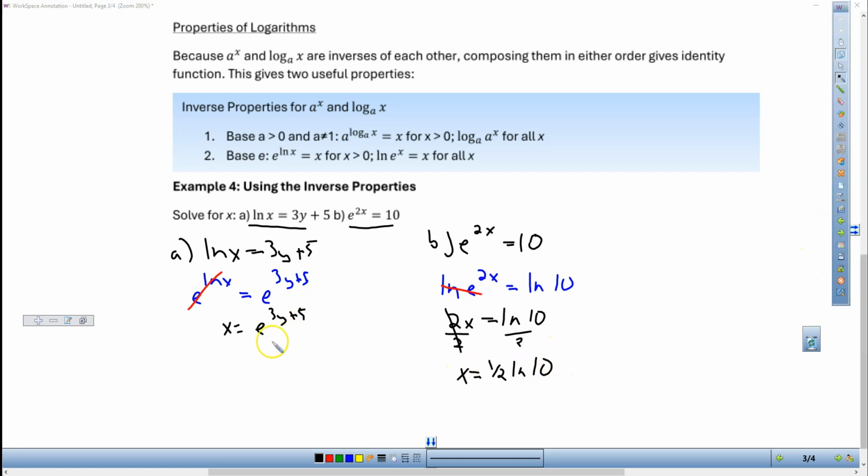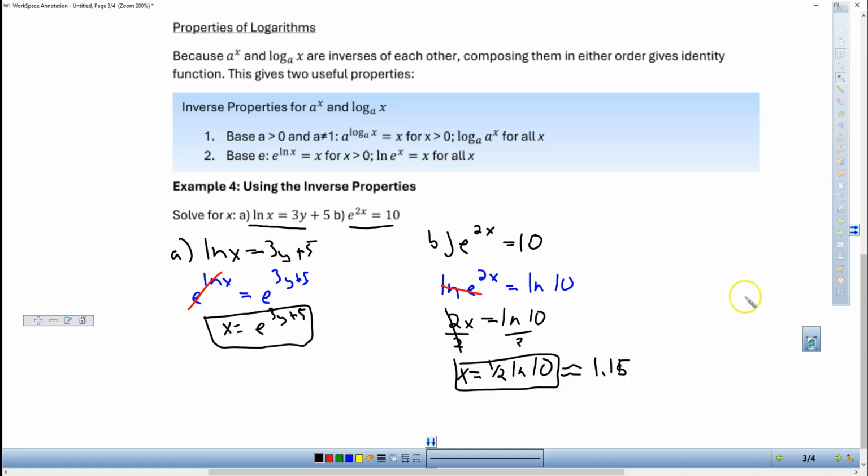Now, unlike our first value here, which is a nice, more algebraic expression, this one we can actually evaluate. If we plug it into our calculator, we'll find it's about 1.15. But either way, these are, of course, our nice values that we can then work with and use these properties to help us solve.